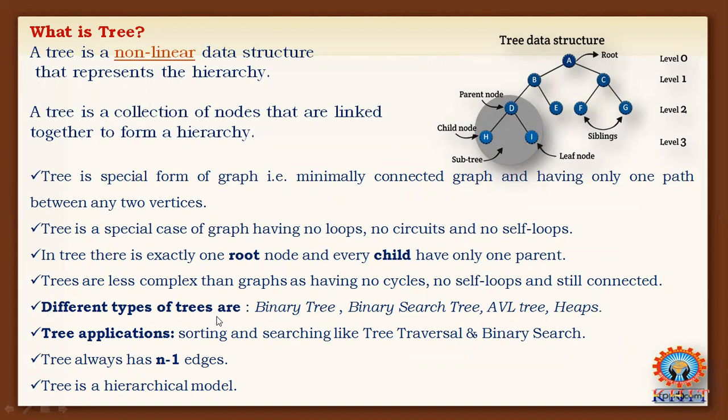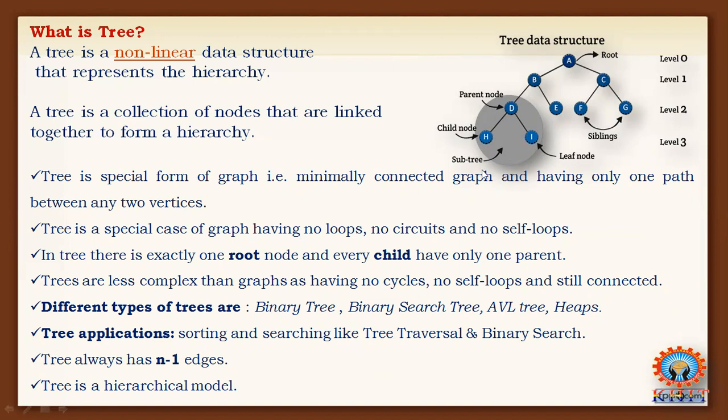There are different types of trees. We have seen binary trees, binary search trees, AVL trees, and heap trees. These are different examples of trees. The various applications of the tree are clearly mentioned here. Generally, trees are used for sorting and searching, like binary search tree, or quick sort, merge sort, etc.